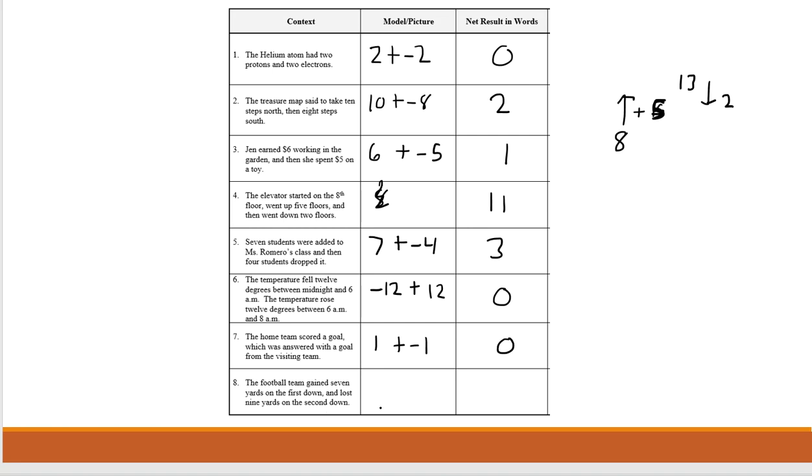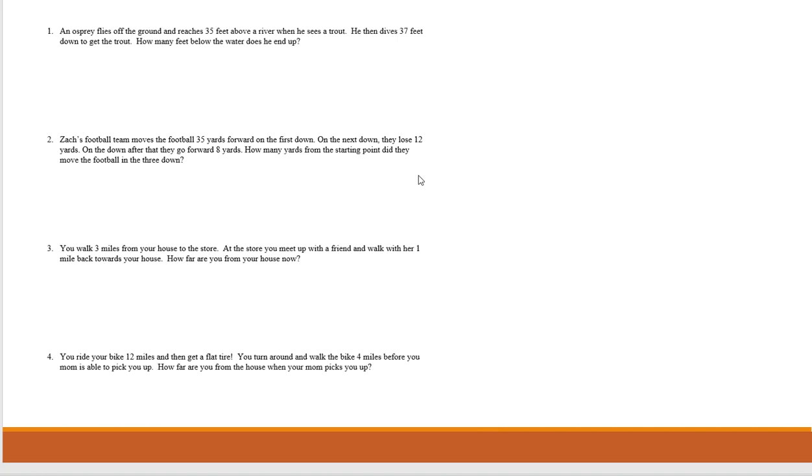And then the last one, the football team gained 7 yards on the first down and lost 9 yards on the second down. So the net result here is that they have lost 2 more yards than what they started at. Okay, so for the next activity, I want you to do activity number 2. So push pause, do activity number 2, and then push play and see if you got these correct.